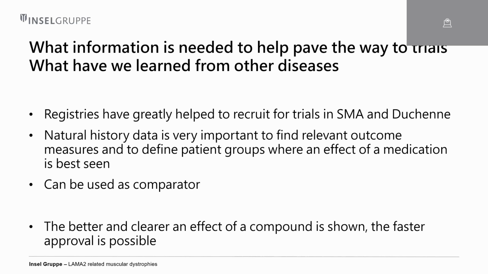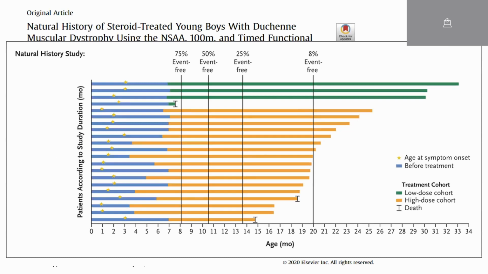And of course, the better and clearer we can show an effect of a compound, the faster the approval comes. And we've learned from the SMA field, if a medication is really showing a clear effect, it goes quickly. It goes really quickly. And this is something that is, I think, reassuring. It takes quite a while when the results are not clear, but if it's clear, then it goes relatively fast.